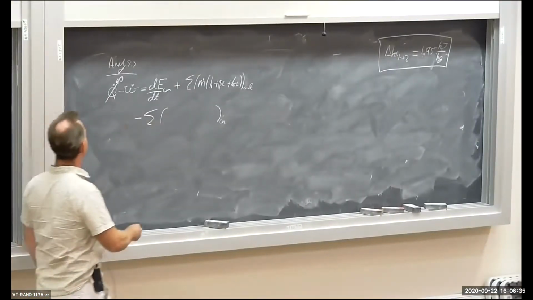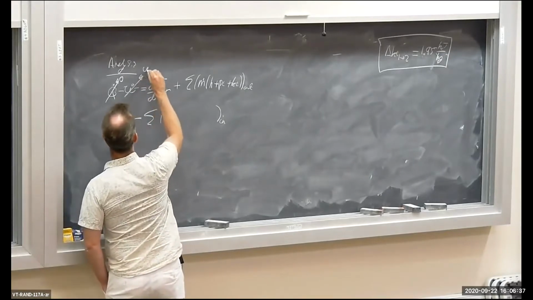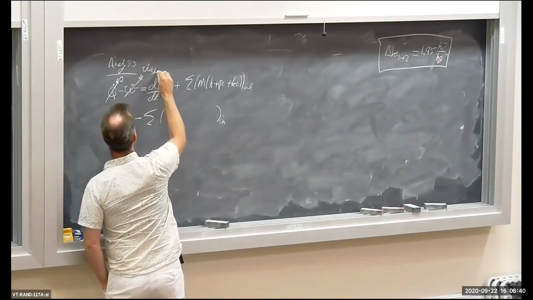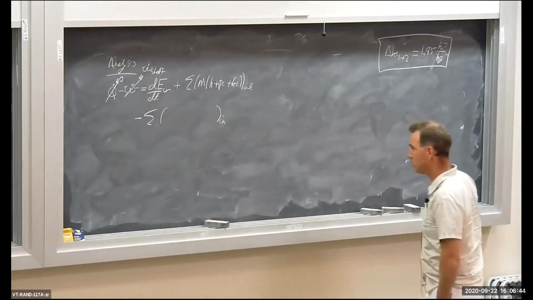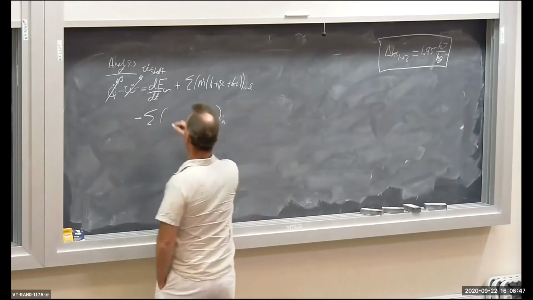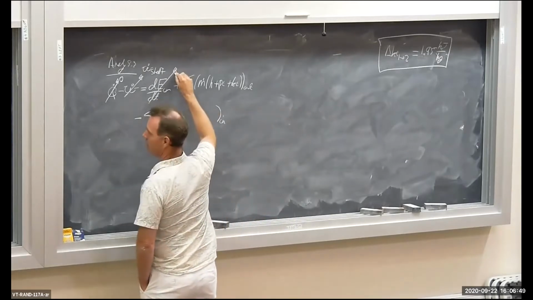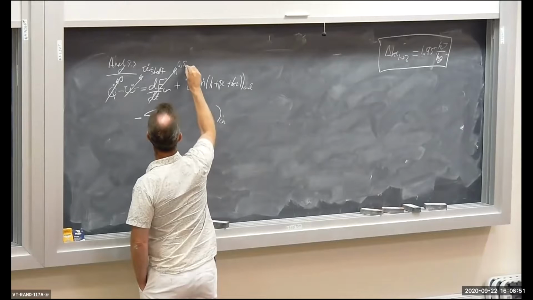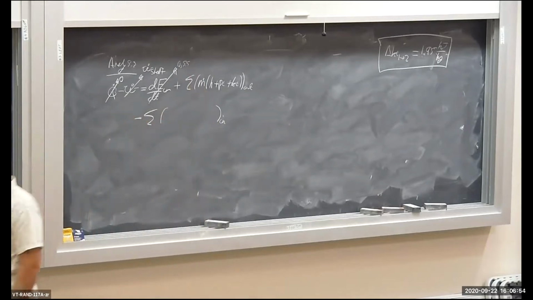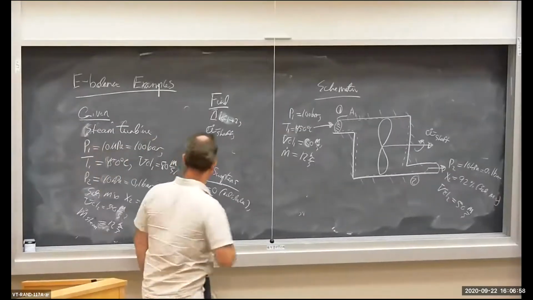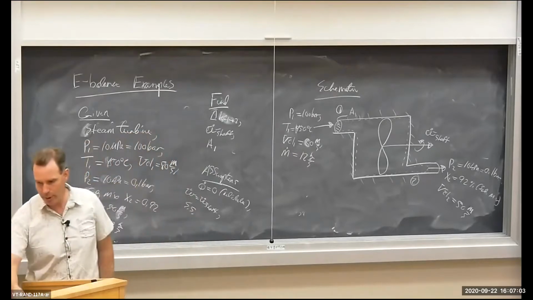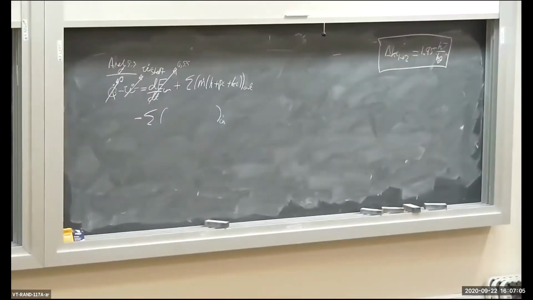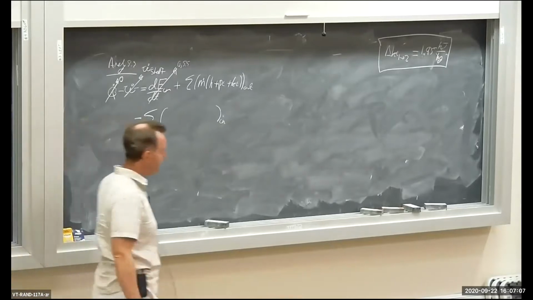So I'm immediately going to substitute W dot shaft. I'm going to neglect the change in internal energy. I'm going to assume steady state. So I can get rid of dE_CV/dt, the time rate of change of the energy within the control volume.